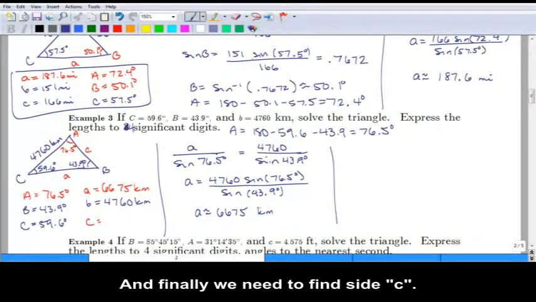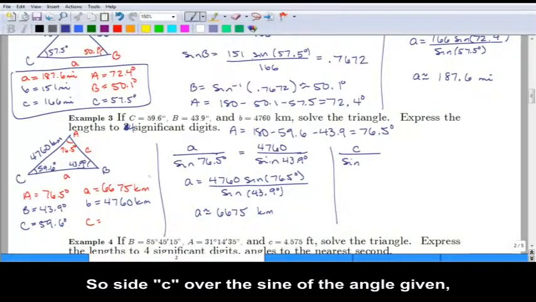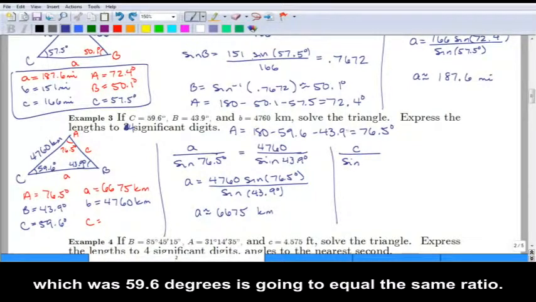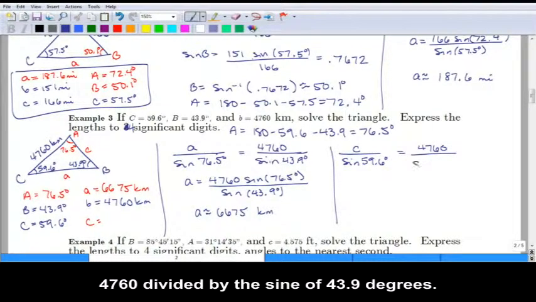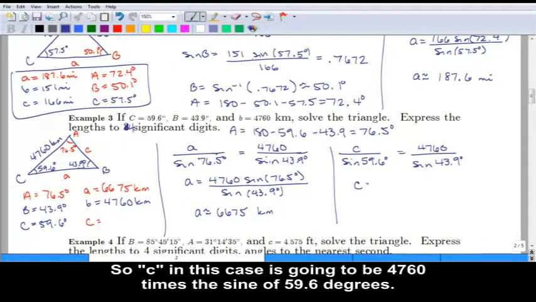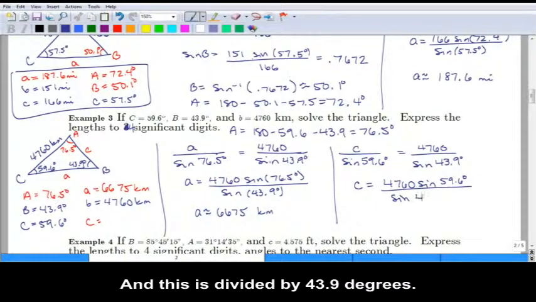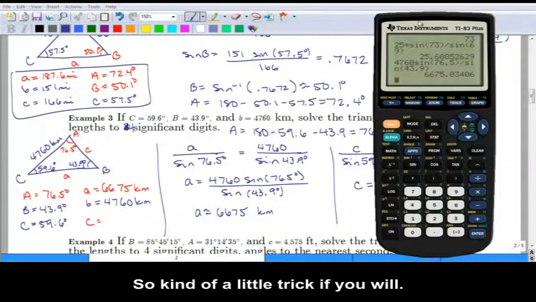And finally, we need to find side C. So side C over the sine of the angle given, which was 59.6 degrees, is going to equal the same ratio, 4760 divided by the sine of 43.9 degrees. So C in this case is going to be 4760 times the sine of 59.6 degrees, and this is divided by the sine of 43.9 degrees.